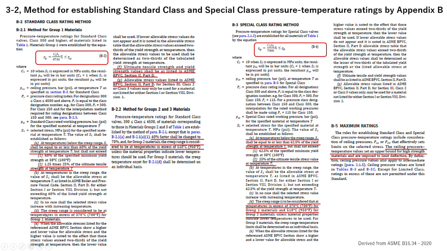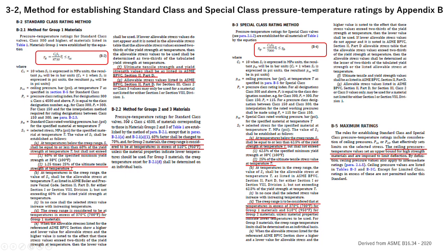So the creep range is considered to be at temperatures in excess of 370 degrees Celsius for group 1 materials. The ultimate tensile strength and yield strength values shall be as listed in ASME Section II Part D, and also the allowable stress values listed in ASME Section II Part D.